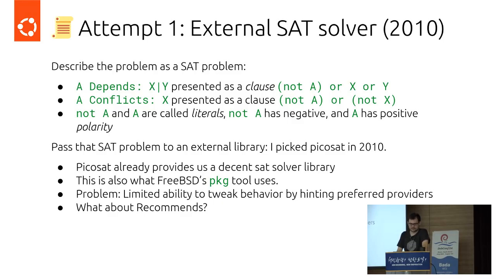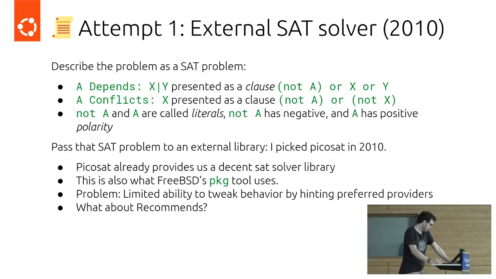So you translate your dependencies to the conjunctive normal form, they call it, which essentially is a list of ANDs of OR groups. And you have these literals, they can be positive or negative. So if you have dependency A depends on X or Y, you translate it to not A or X or Y. And if you have A conflicts X, you have not A or not X. And you can pass that to an external dependency solver.